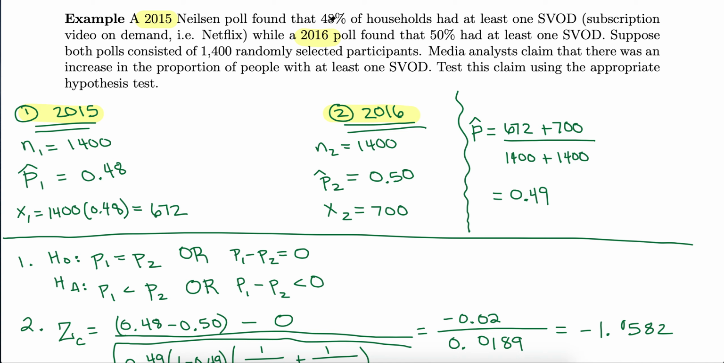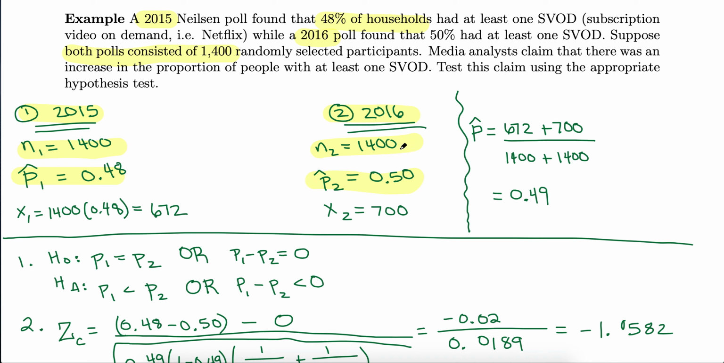Then they give us some information. 48% of households had some kind of subscription video on demand, like Netflix, Hulu, whatever. So that's our P1 hat, 48% in 2015, and our P2 hat, we see that rose a little to 50% in 2016. Both of these came from polls consisting of 1,400 randomly selected participants. So there's our N1 and N2.